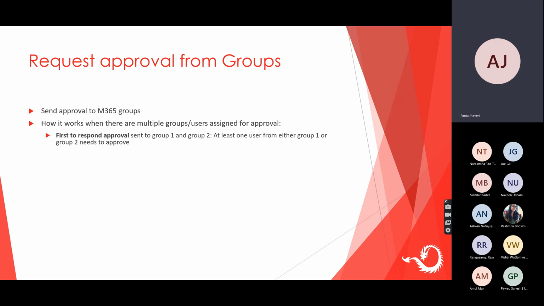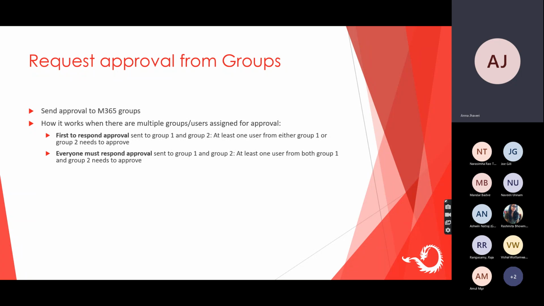For example, if you have your approval type selected as first to respond, where it only requires one person to respond and then the approval request gets completed, and you have assigned it to two groups, group 1 and group 2, then at least one user from any of the groups needs to respond to the request, and then the request will get completed. So even though you are giving two groups in the first to respond scenario, you need just one person from any of those groups to approve.